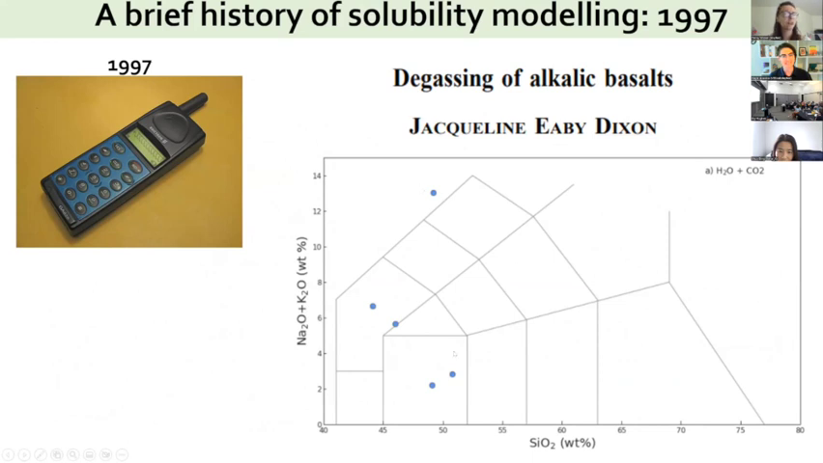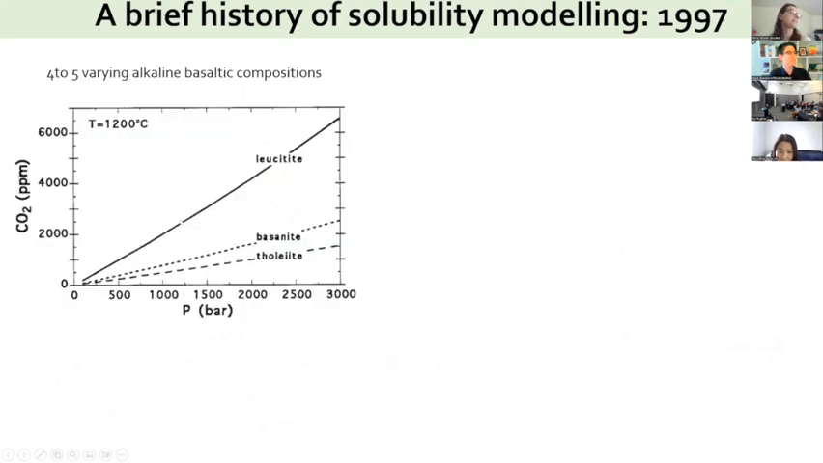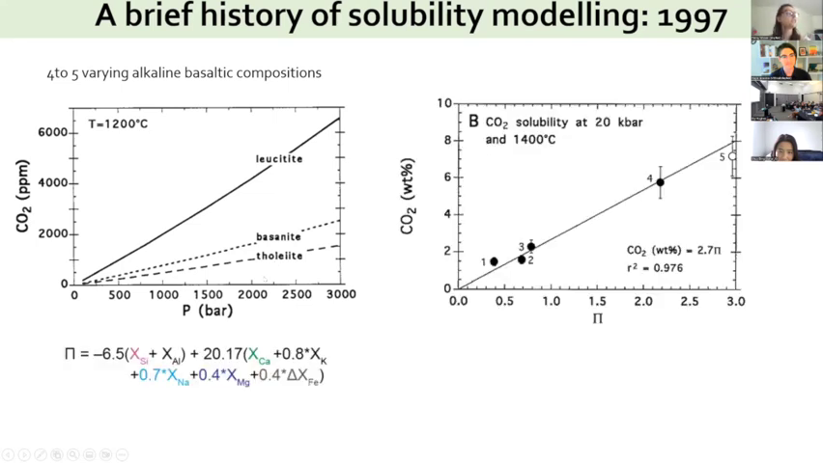different compositions. So relatively low silica and varying alkali contents. And what she showed is at a given temperature, obviously CO2 solubility increases with increasing pressure, but that the slope that this takes is highly dependent on the melt composition. So the leucitite dissolves far more CO2 than the rhyolite at a given pressure. So she parameterized this in terms of this pi term.